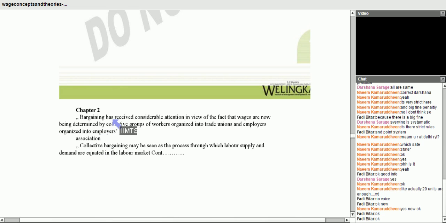Now bargaining has received considerable attention in view of the fact that wages are now being determined by the collective group of workers organized into trade unions and employers organized into employers' associations. So collective bargaining may be seen as a process through which labor supply and demand are equated in the labor market. Alright, so this is important.